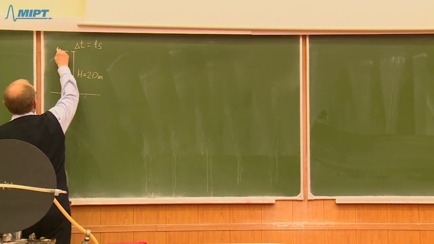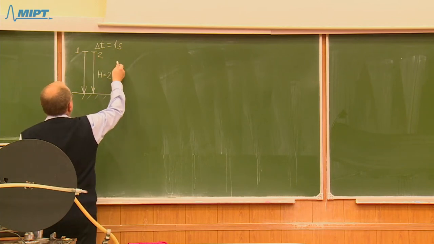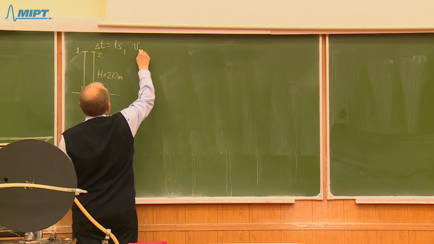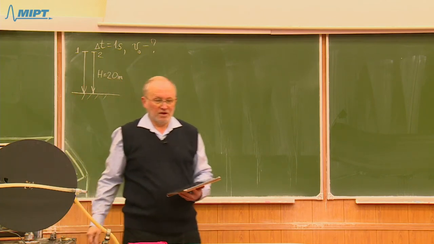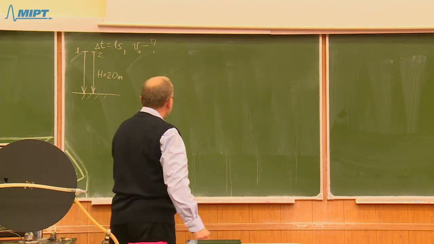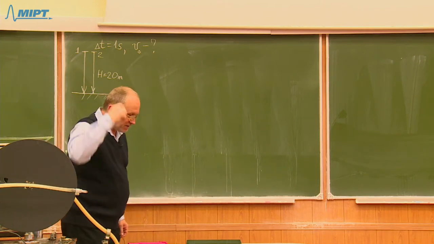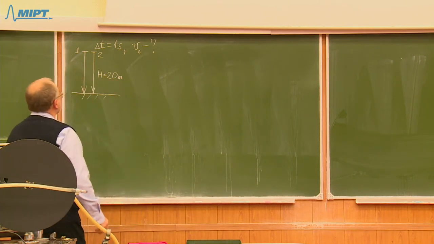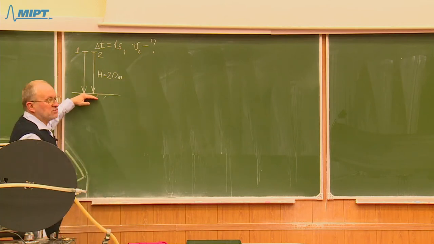So that was the first stone, and that is the second stone. And we need to find the initial velocity of the second stone. So first one stone is dropped, and then the second stone, after 1 second, is thrown down with some initial velocity. We have to find the initial velocity if both stones hit the ground at the same moment in time.